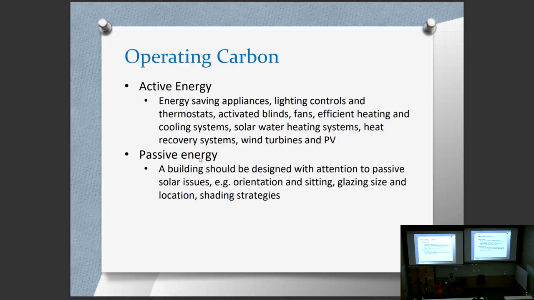And passive energy is about the architectural design and the external environment. A building can be designed with attention to passive solar issues, like how you orient the building and how you site the building such that it can harvest more daylight. And the glazing size, like window to wall ratio, how tall the window is, and the location, and shading strategies to block the direct sunlight so as to reduce the solar heat gain. So these are passive strategies.